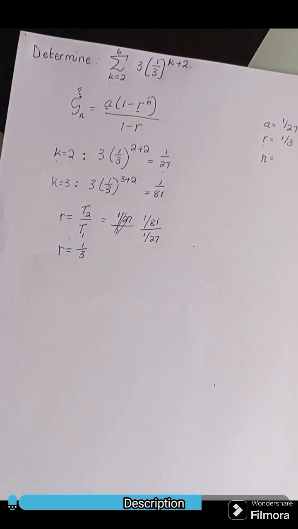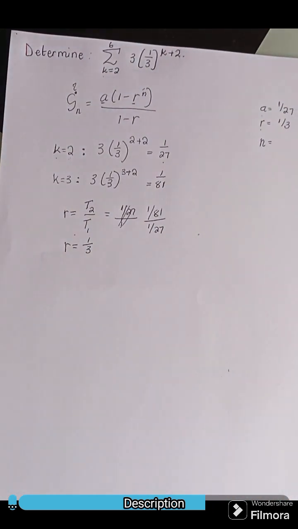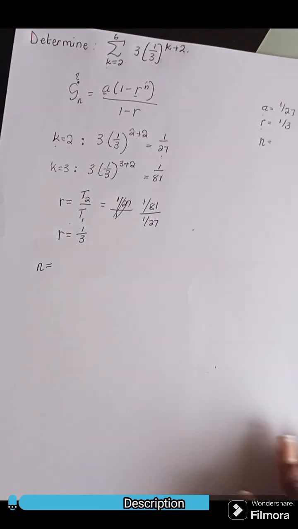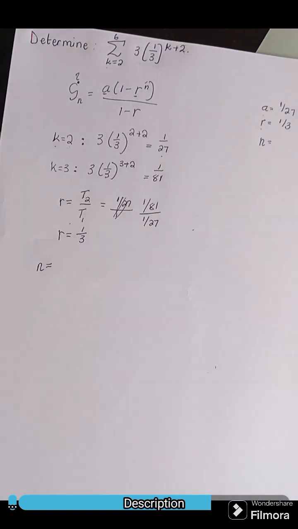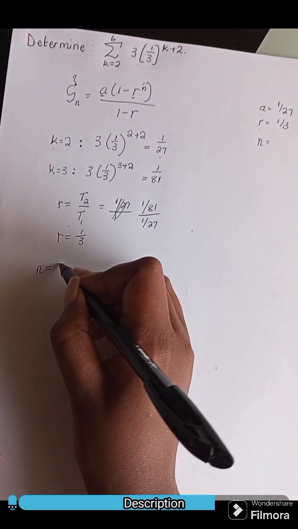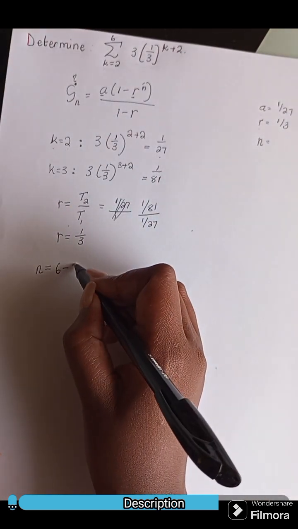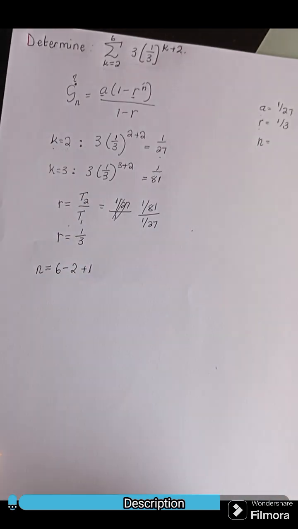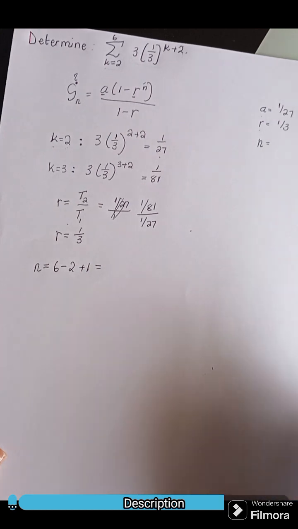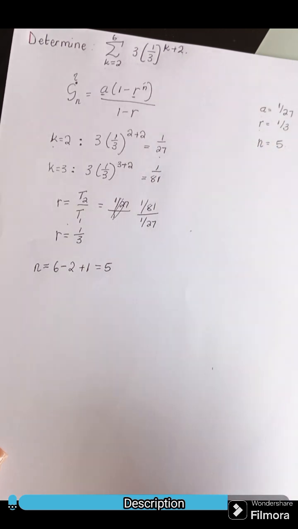We are left with n. In finding n, remember that n is the number of terms. What does the formula say? The number of terms is the number on top, which in this case is 6, minus the number at the bottom, which is 2, plus 1. So that is 6 minus 2, that's 4, plus 1, it is going to give us 5. Therefore, our n is 5.